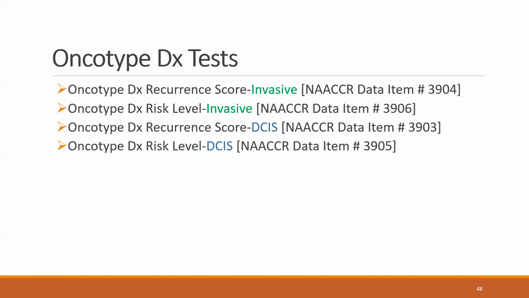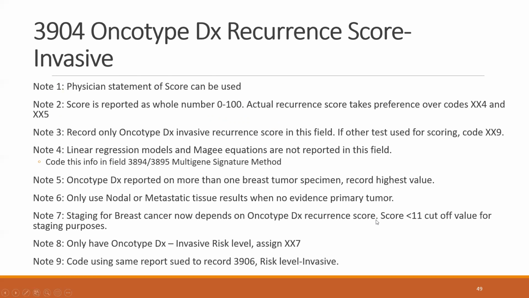The Oncotype DX test is a genomic test. What they're looking for is the likelihood of a local recurrence, and depending on the results will help evaluate what kind of treatment they need. So these 4 fields are kind of tied together.